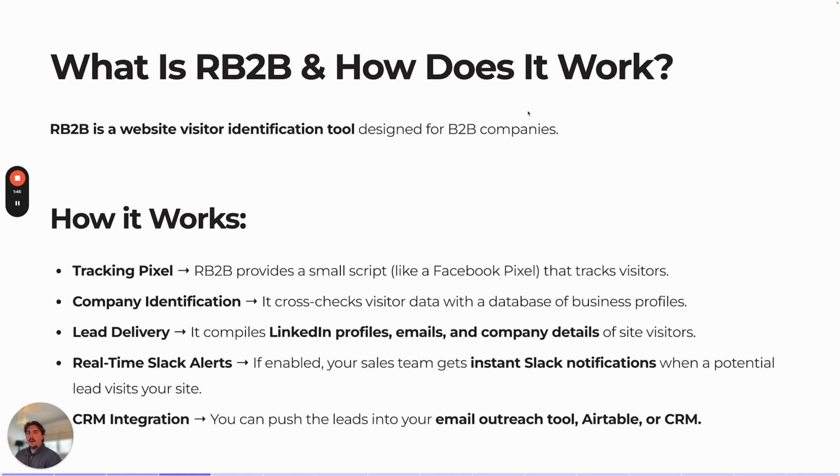So, what is RB2B and how does it help? RB2B is a website visitor identification tool designed for B2B companies. So it works pretty simply. All you have to do is install a tracking pixel, just like you would a Facebook pixel. Then whenever a visitor comes onto your page, they look through their database of business profiles and identify who that person was. And then it compiles that data for you with their LinkedIn URL, their email address, and also their company details.